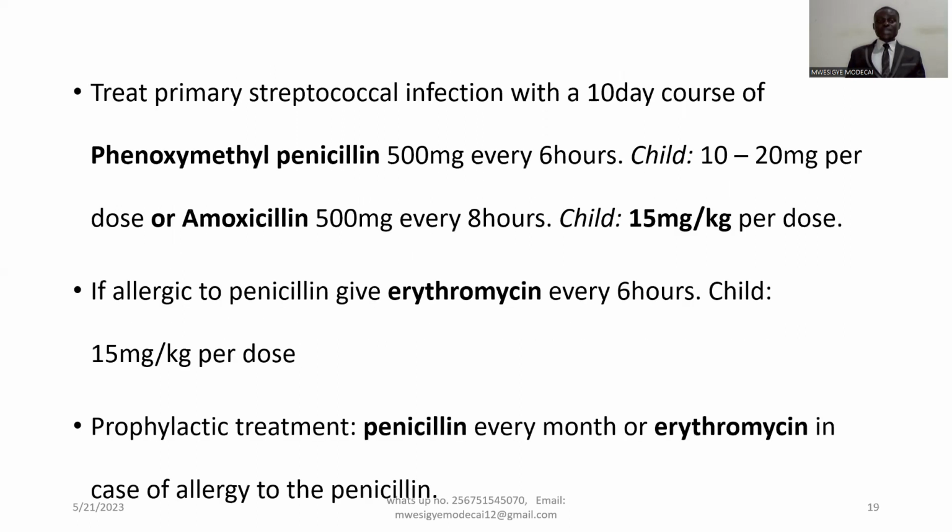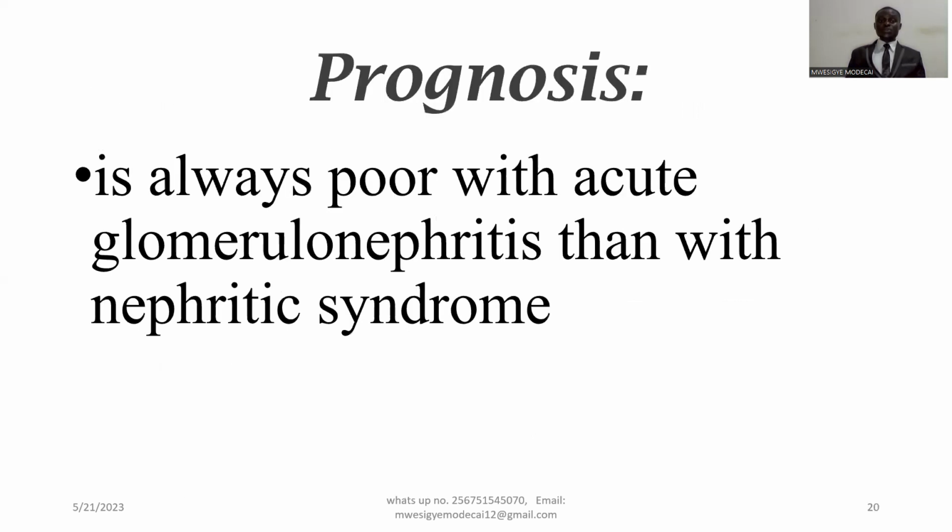So next, you are going to treat the primary staphylococcal infection. We are going to give antibiotics. Penicillins are the best. You can give amoxicillin, but if someone is having allergy or is in pregnancy, you can give erythromycin. We can also give prophylactic treatment, penicillin every month, or erythromycin in case of allergy to penicillin. So it's a bacterial disease, and those are some of the antibiotics that we are going to use.